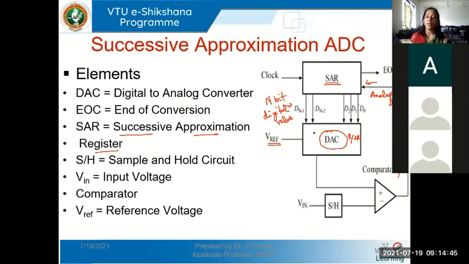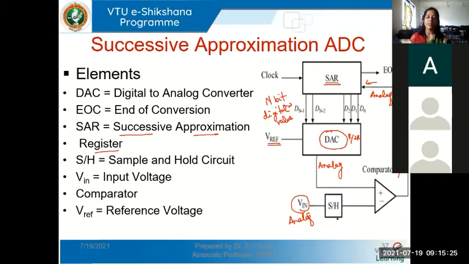That digital output value is fed to the DAC. DAC will again convert that digital approximation signal. SAR output, remember, is an approximate signal. It will convert that approximate digital signal back to analog. And now we compare that analog signal with the actual input signal which is given here. So the actual analog input Vin is fed to the comparator through a sample and hold circuit.